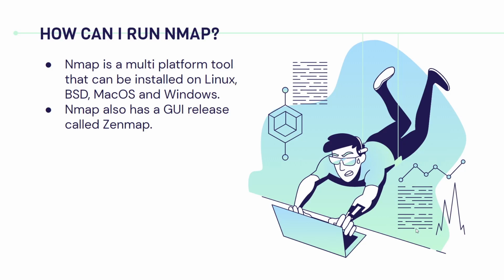Now, nmap is a multi-platform tool, as I mentioned in the earlier slide. That means it can be installed on Linux, BSD, any variant of Unix, Mac OS, and Windows. The Windows version usually comes with the npcap or the pcap driver. That's very important because with the Windows version, you also get the GUI version, and the GUI version of nmap is called ZenMap. On Linux and any of the other Unix based distributions, ZenMap needs to be installed separately.